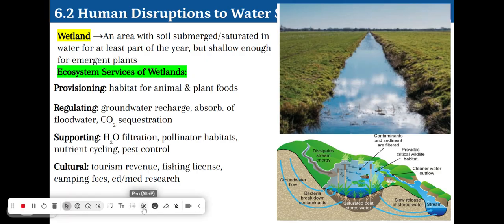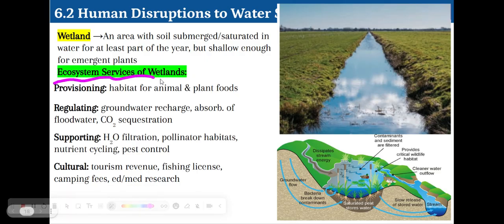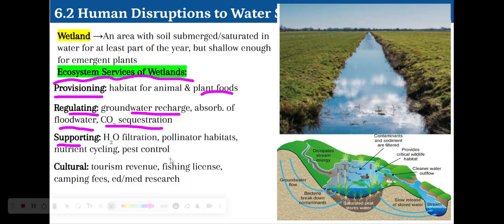Remember those ecosystem services we talked about in our previous unit? Those come back around. Provisioning services are things that we can divide up and trade. Plant foods. Regulating is groundwater recharge, absorption of flood water, carbon dioxide sequestration. This is the absorption of water. Supporting is water filtration, pollinator habitats, nutrient cycling, and cultural is like the educational, aesthetics, the beauty. So tourism revenue, people go here for fishing, for camping, and also a lot of these plants are used in medicine.